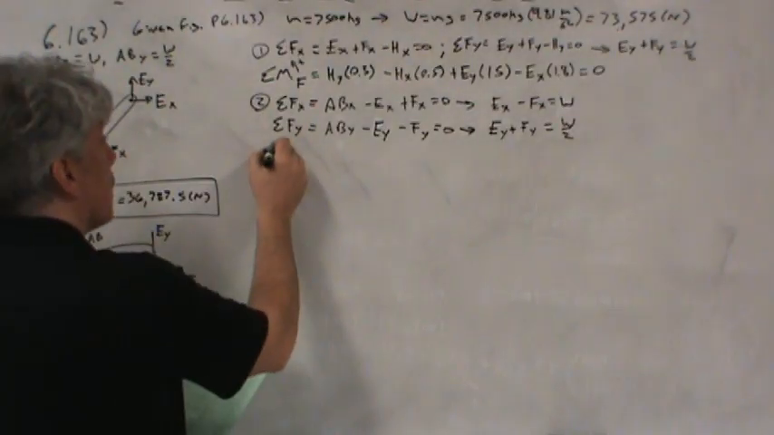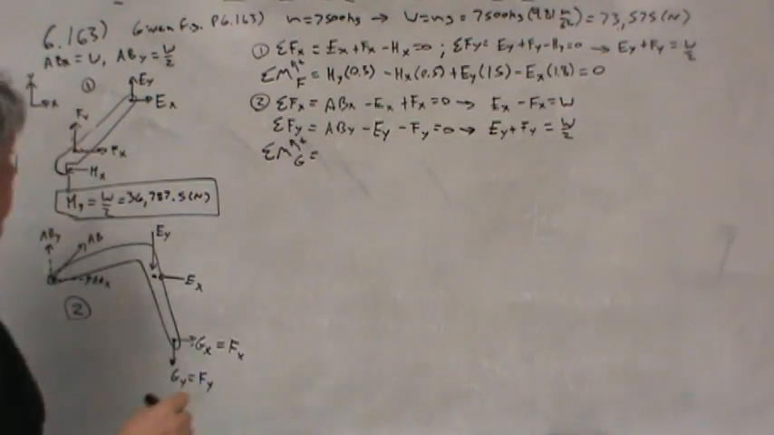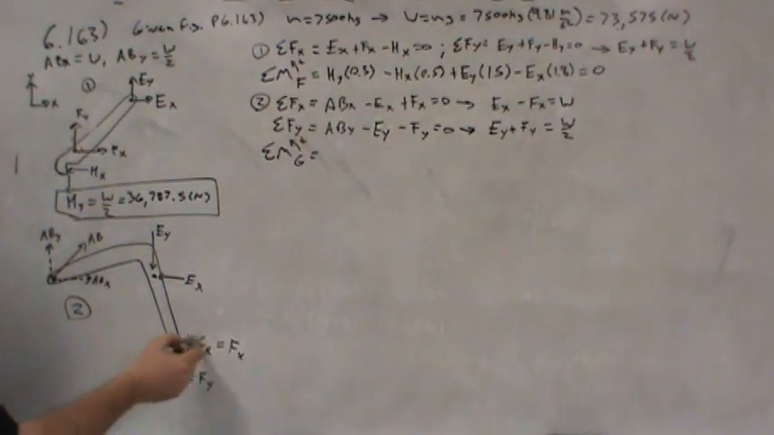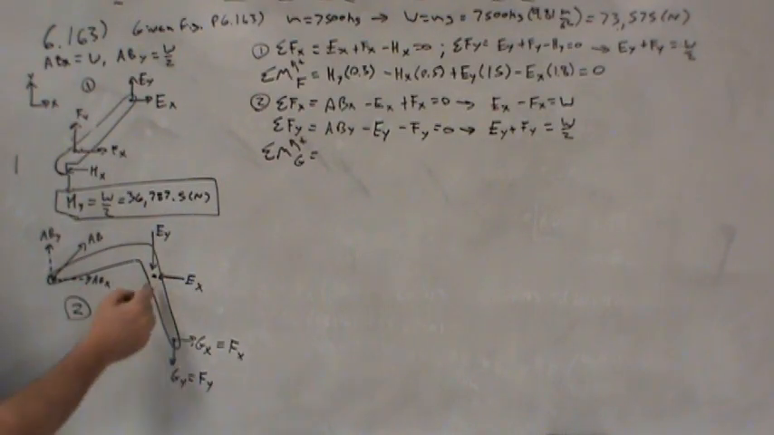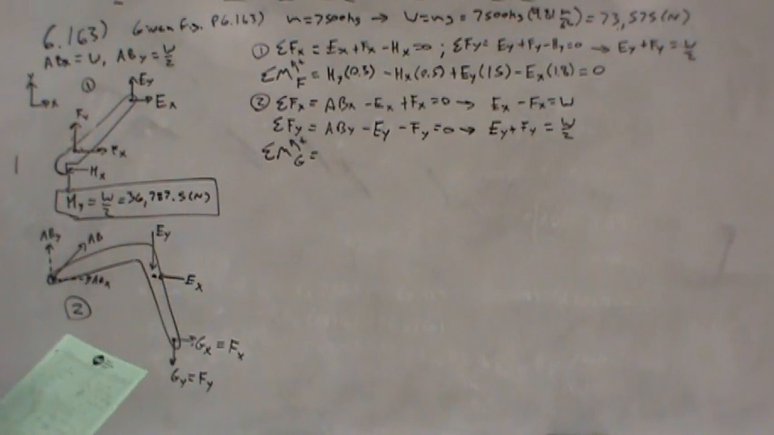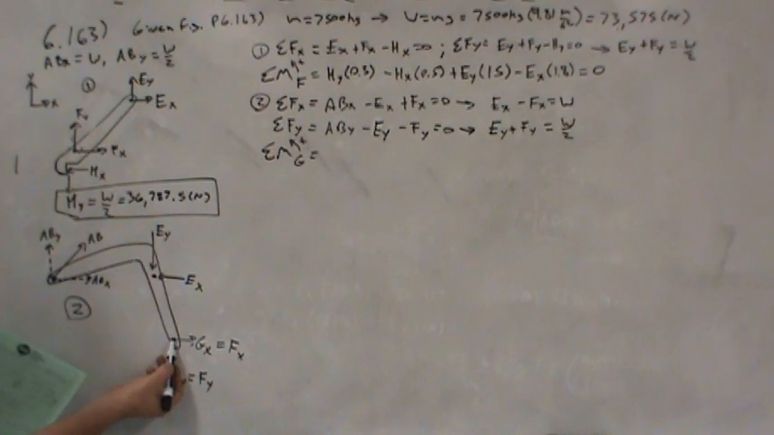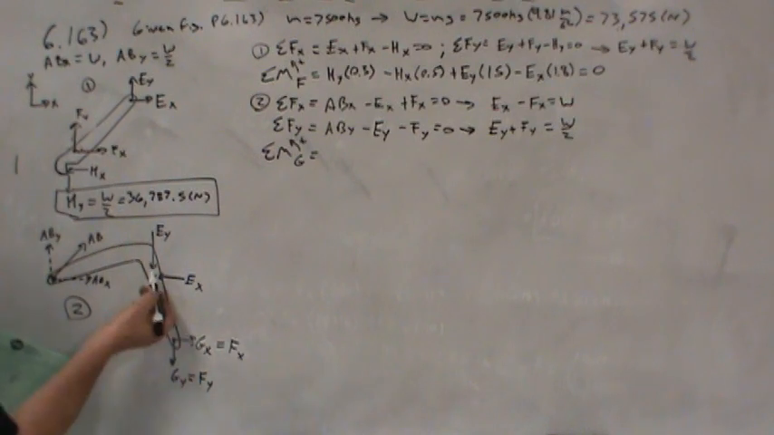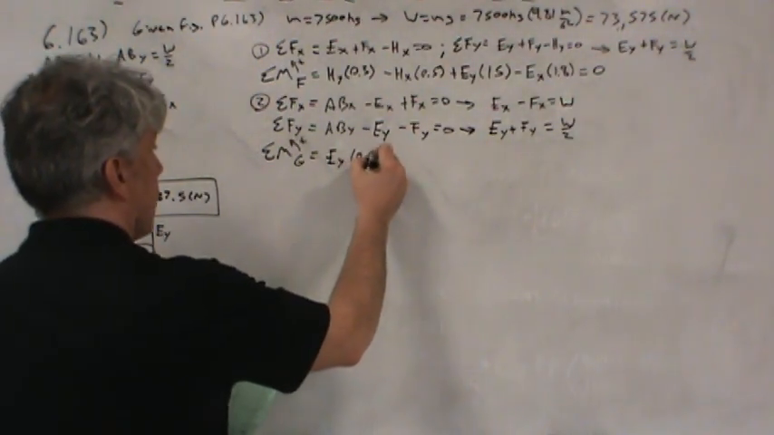Last but not least, we will sum moments on body 2. I chose to sum about point G because I figured that would get rid of 2 unknowns. And then I'd have to take the moment of 2 unknowns, the EX and EY, and that didn't seem so bad. So I started with EY. EY causes a positive moment. I just need the horizontal distance between G and E. So that's EY times a horizontal distance of a half meter.